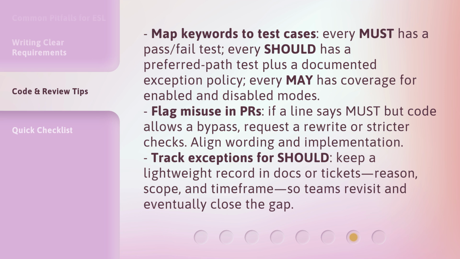Map keywords to test cases. Every must has a pass/fail test. Every should has a preferred path test, plus a documented exception policy. Every may has coverage for enabled and disabled modes. Flag misuse in PRs. If a line says must but code allows a bypass, request a rewrite or stricter checks. Align wording and implementation. Track exceptions for should. Keep a lightweight record in docs or tickets, reason, scope, and time frame, so teams revisit and eventually close the gap.